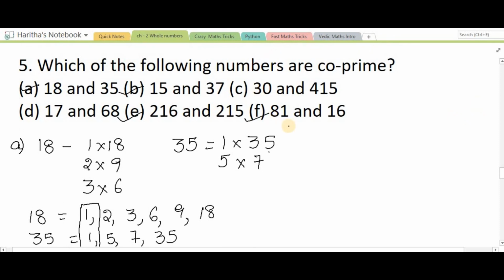I hope you all understand this video. Very simple friends. If the common factor is 1 that you are going to get, then you can say that those numbers are co-primes. That is the only simple definition we can give for co-prime numbers.